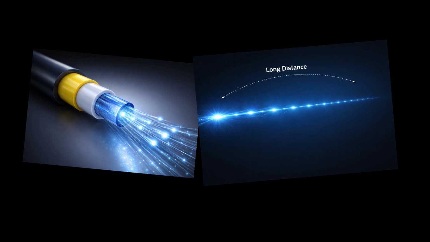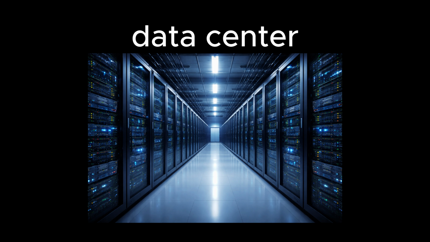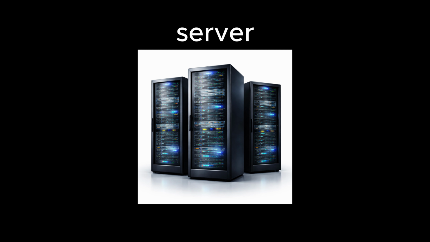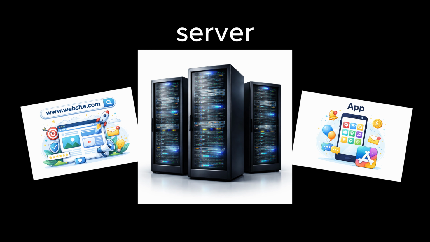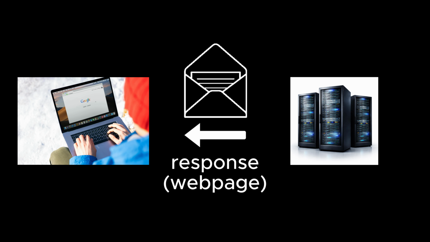But there's a problem. Light signals weaken over long distances, so submarine cables contain devices called repeaters. These devices amplify the signal every few dozen kilometers, allowing data to travel across entire oceans. Eventually, your request reaches a data center. A data center is a massive facility filled with servers. A server is simply a computer whose job is to store websites, applications, and many of the online services we use every day. When you open a website, a server in a data center processes your request and sends the response with the web page back to you.